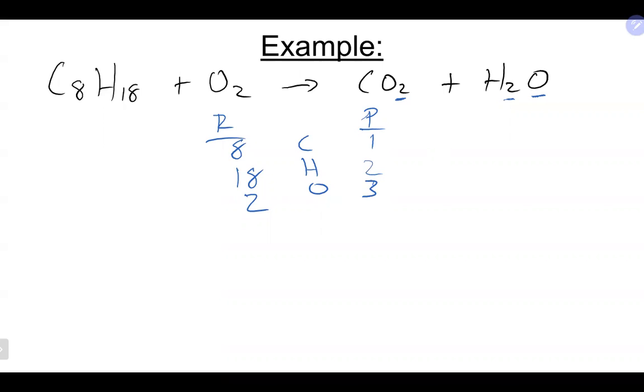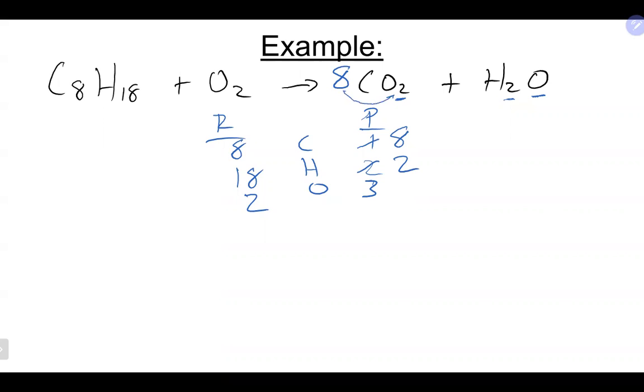All right, so we will start with maybe carbon. Seems pretty easy, right? To fix that, all I need to do is put an 8 here, I think. And if I put an 8 there, that's going to give me 8 carbons. Hydrogen will still be 2. And now my oxygen's up to how many?